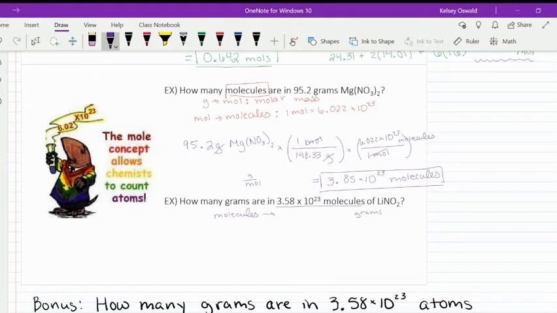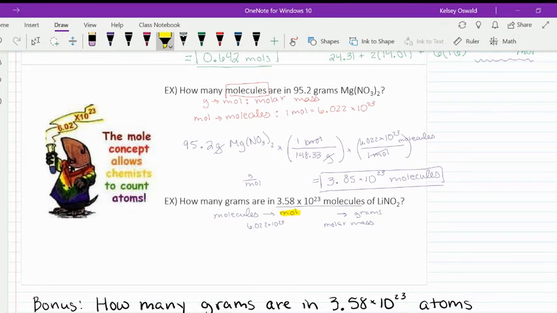Unfortunately, like we saw in our previous problem, we don't have a conversion to go straight from molecules to grams. However, we do have a conversion to go from molecules to moles, and that's going to be Avogadro's number. And then to go from moles to grams, we've seen that we can use our molar mass. So whenever you're going between grams and molecules, mole is always going to be your pit stop. Always convert to moles first.